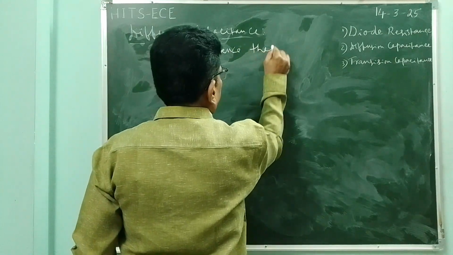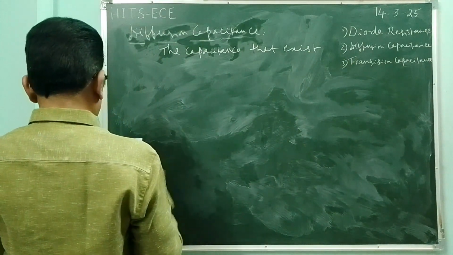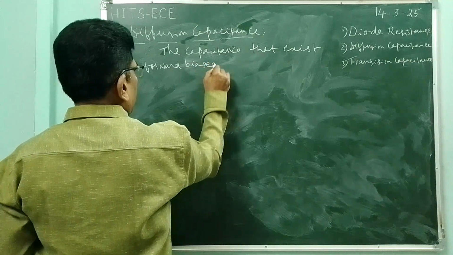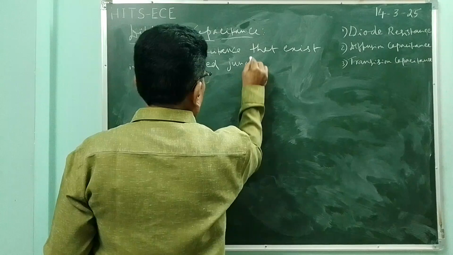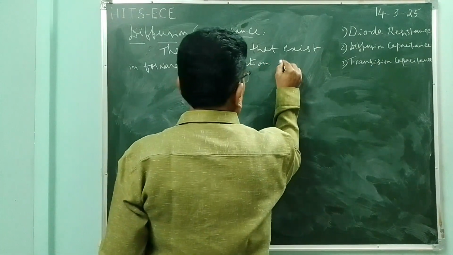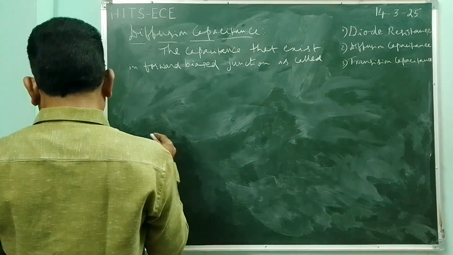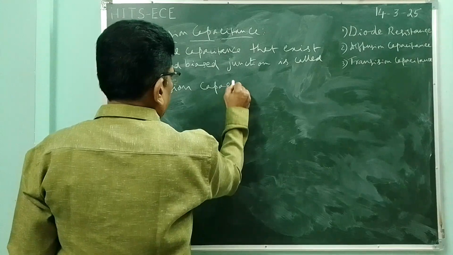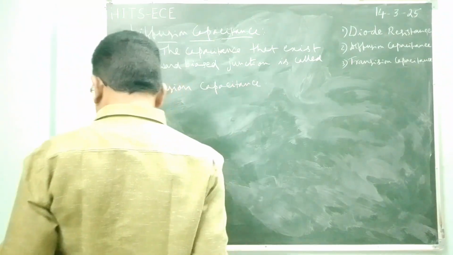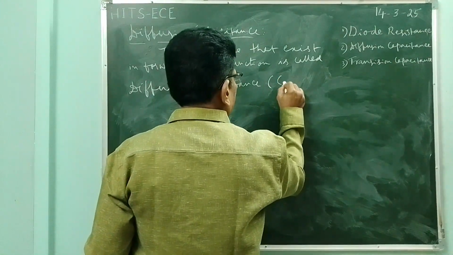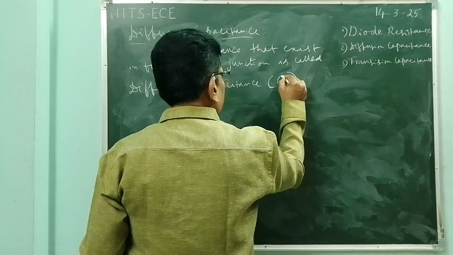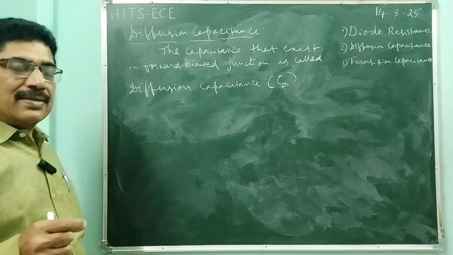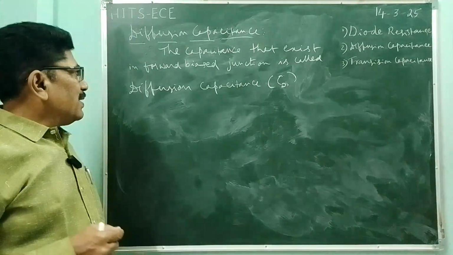The capacitance that exists in a forward biased junction is called diffusion capacitance, denoted by C with suffix D, that is CD. So the diffusion capacitance is a capacitance that exists in a forward biased junction.